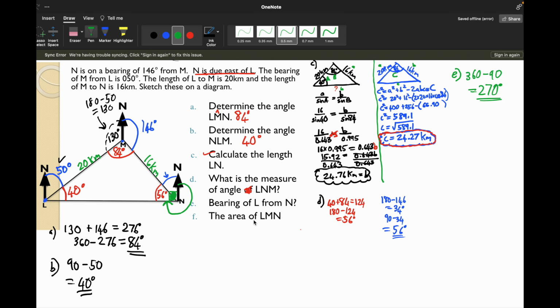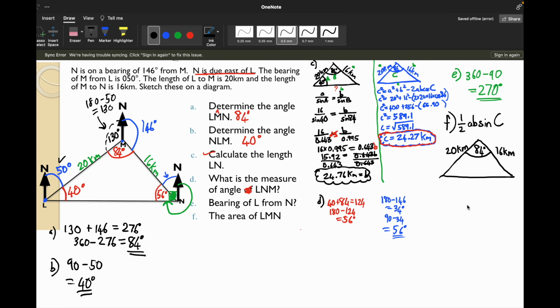All right, so part F. Who remembers how to calculate the area of a triangle, so LMN, when we do not have a perpendicular height? We use the sine form of the equation, half AB sine C. Y'all remember that? Remember when we did sine rule? Yeah. That same day we did it. So you gotta go through it, right?